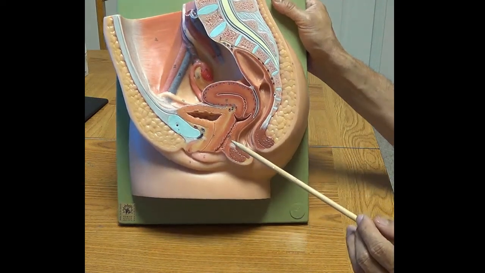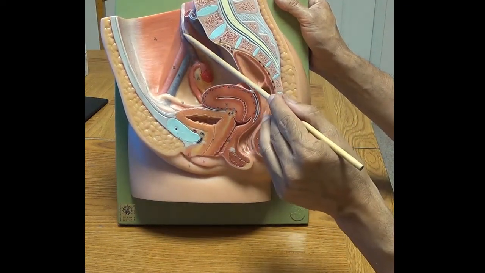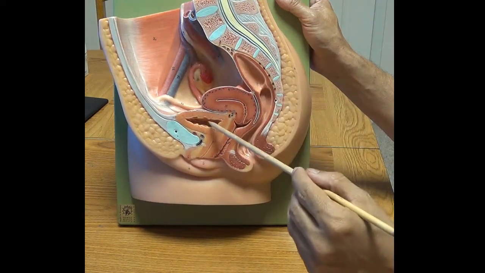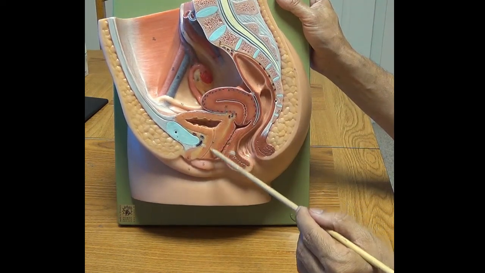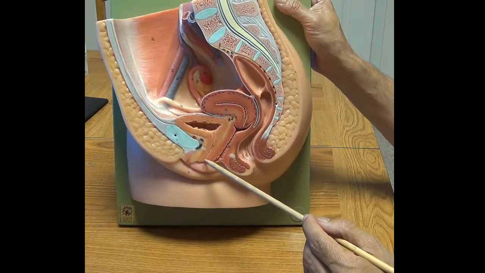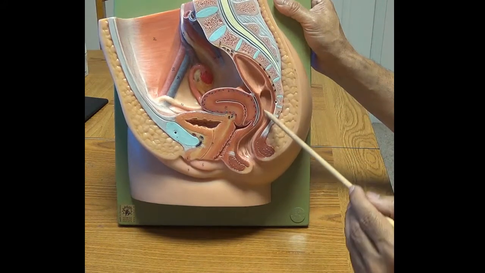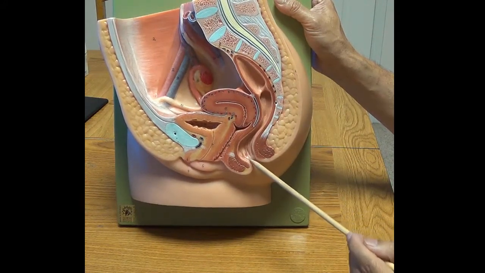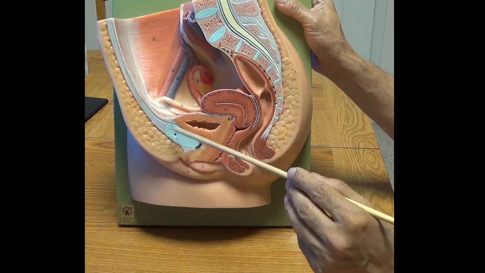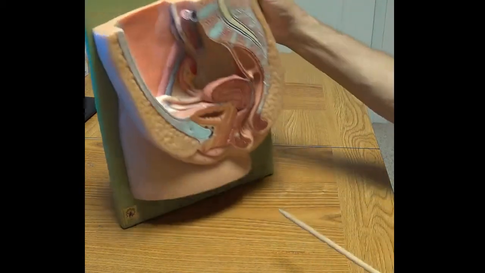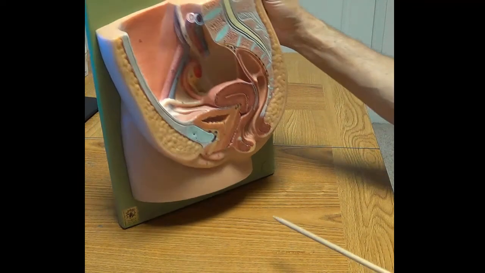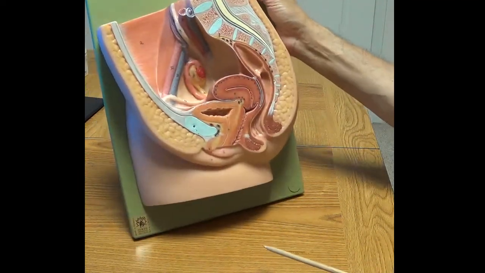Then let's see, this is the ureter, which brings urine into the bladder. Okay, this is the female urethra, which is much shorter than the male urethra. Okay, and this is the rectum, anal canal, anal sphincter. Okay, pubic symphysis. So those are the structures you can see in this model.